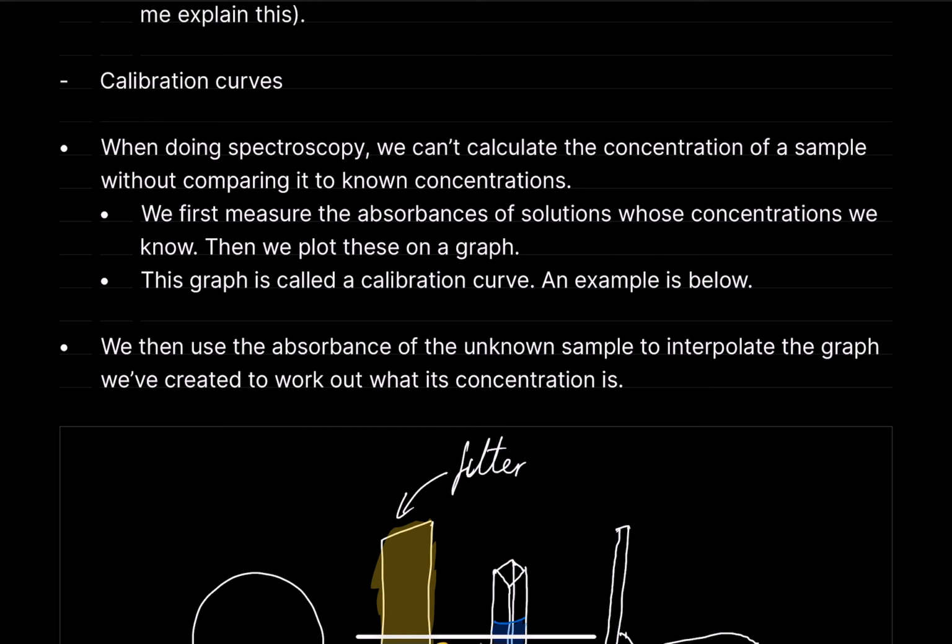When doing spectroscopy, we can't calculate the concentration of a sample without comparing it to known concentrations. We first measure the absorbance of solutions whose concentrations we know, and then we plot these on a graph. This graph is called the calibration curve, and I'll show you an example below. We then use the absorbance of the unknown sample to interpolate the graph we've created to work out what the concentration is. Now I'll explain what that is.